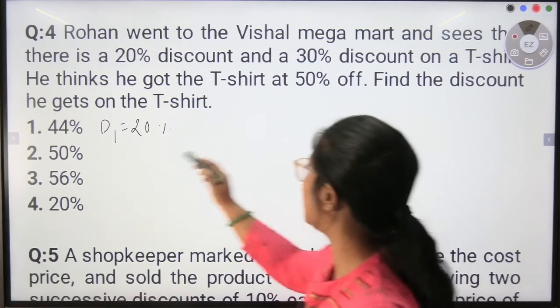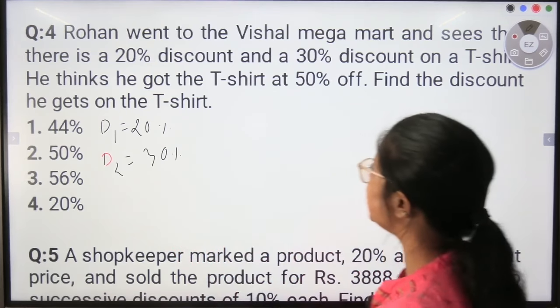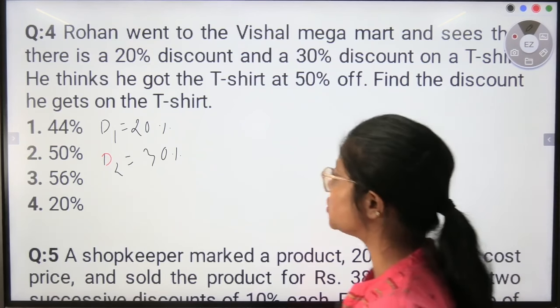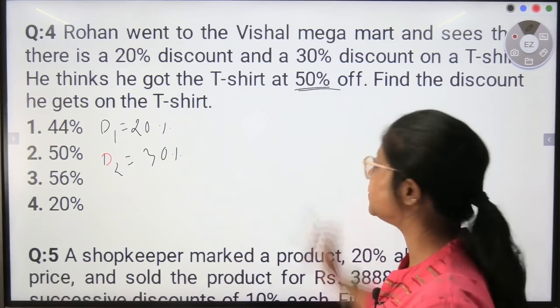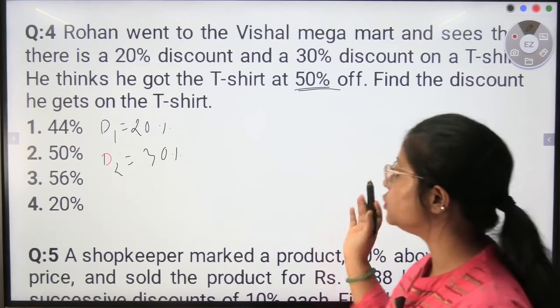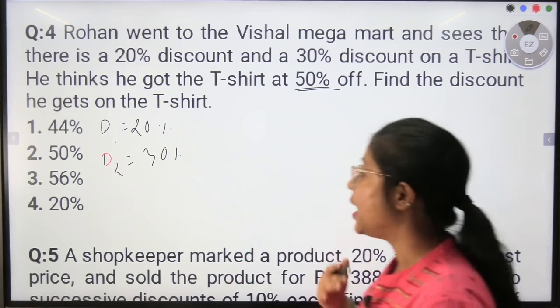Again, he is getting discount number 2, which is 30%. So he thinks he got the t-shirt at 50% off. Find the discount he gets on the t-shirt. He is thinking that he is getting 50% discount, but this is not the actual discount. So I need to find my actual discount. How do I get my actual discount?